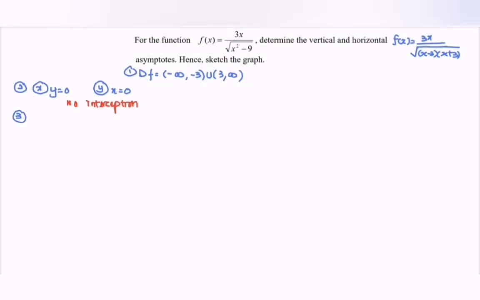Continue, number 3. We're going to find the vertical asymptote. So we take the limit when x approaches negative 3 from the left for the function 3x over the square root of (x minus 3)(x plus 3). Repeat the same process: the limit when x approaches negative 3 from the right, the limit when x approaches 3 from the left, and the limit when x approaches 3 from the right. So kindly substitute into the function.